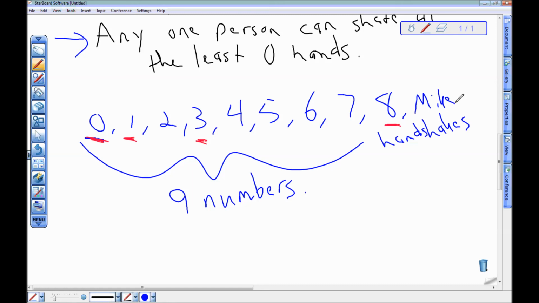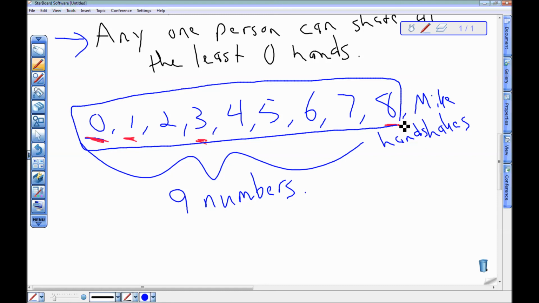Finally, the last little bit I'll give you here is, if these are my handshakes, Dominique has to be one of these people. She's one of the 9 other attendees besides Mike. So the number of handshakes that Dominique had has to be in this list somewhere.